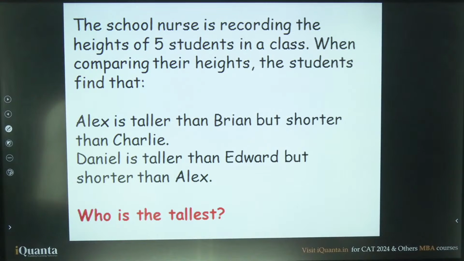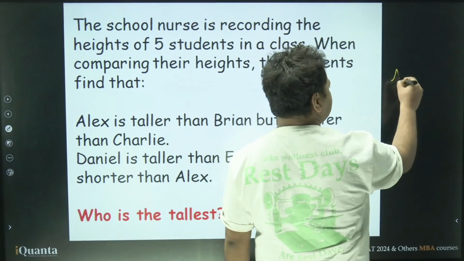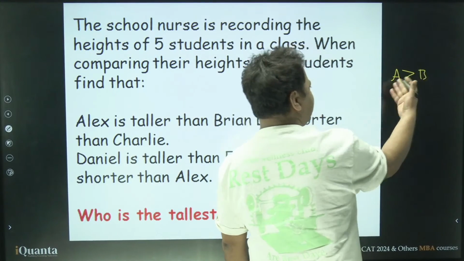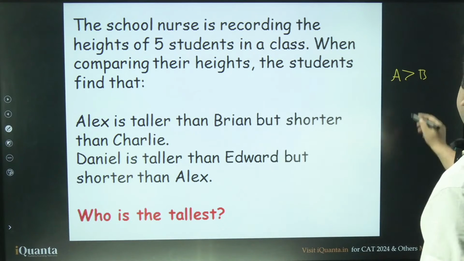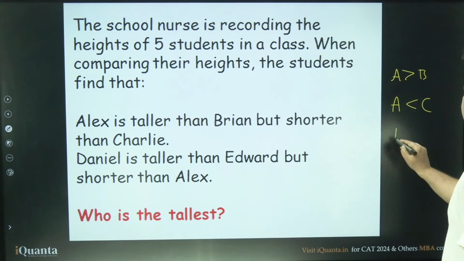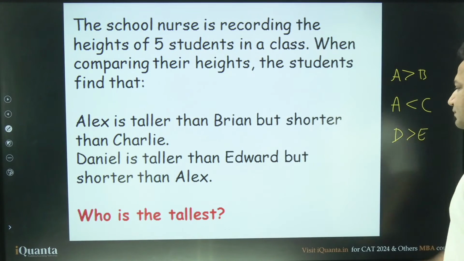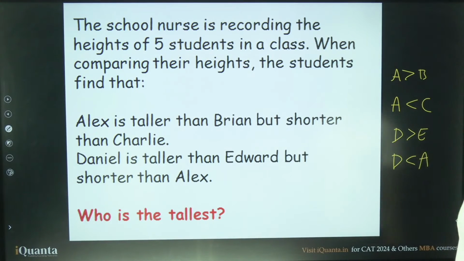Well, Alex is taller than Brian. I'm using inequality symbols. A is greater than B, but shorter than Charlie. A's height is less than Charlie. Daniel is taller than Edward, but shorter than Alex. Who is the tallest? Who is the tallest? So there's one thing for sure.